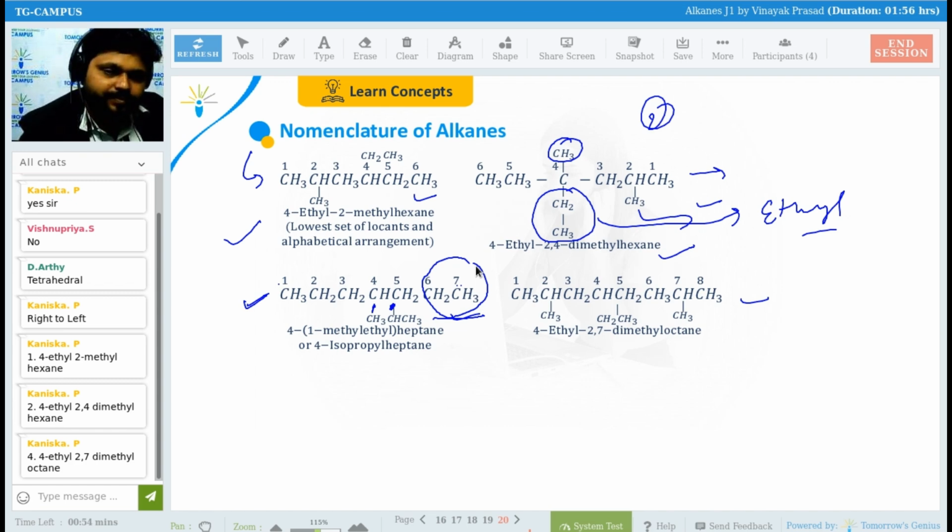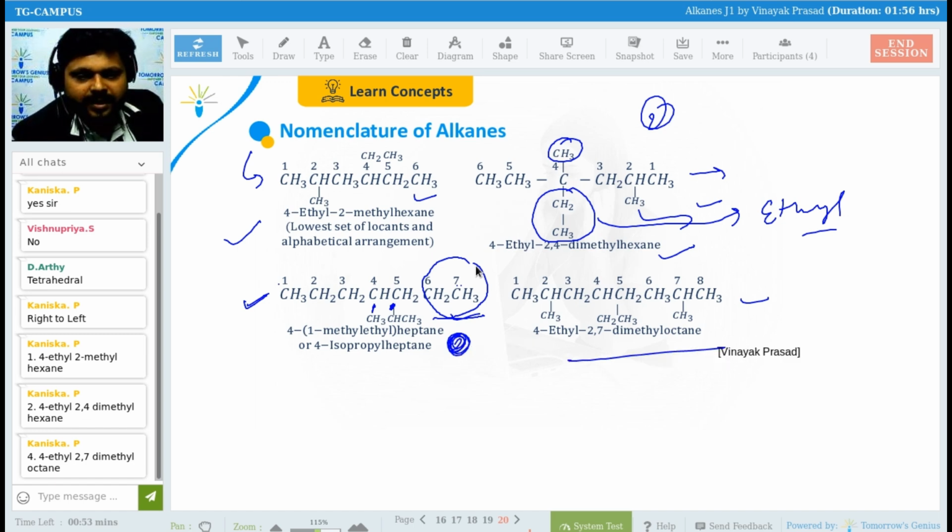See guys, can we start our counting like this? 1, 2, 3, 4. And this carbon is at, actually the real figure is not here, right? So 4, 1 methyl, 1 methyl, ethyl. Just give me a moment, I'm bringing the right question. So till then, leave this question.